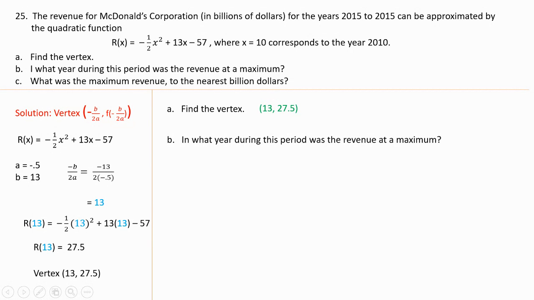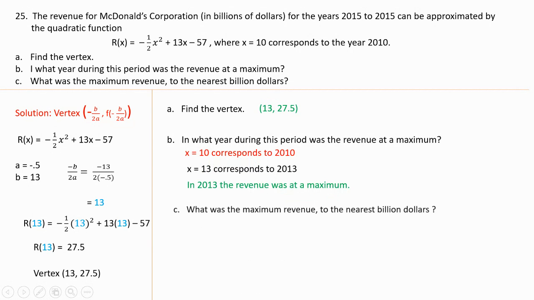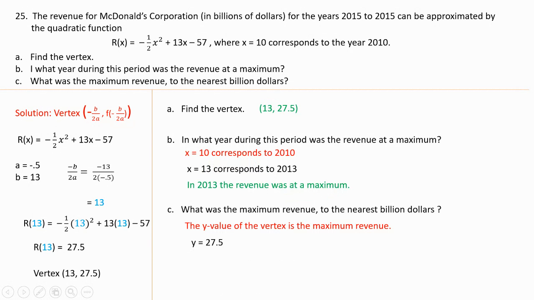The answer for B, in what year was the revenue at the maximum: x equals 10 corresponds to 2010, so x equals 13 corresponds to the year 2013. So in 2013, the revenue was the maximum. Now for part C, what was the maximum revenue to the nearest billion? We get the y part of the vertex, which is the maximum revenue, but I want you to round that to the nearest billion. So it's going to be 28. The maximum revenue is 28 billion.